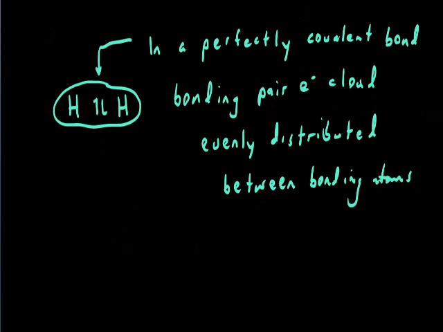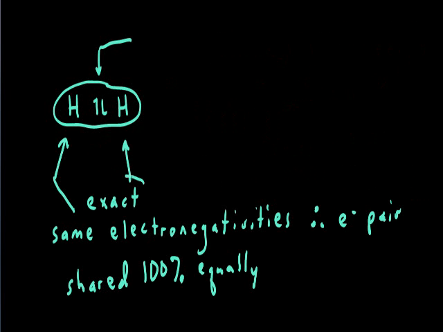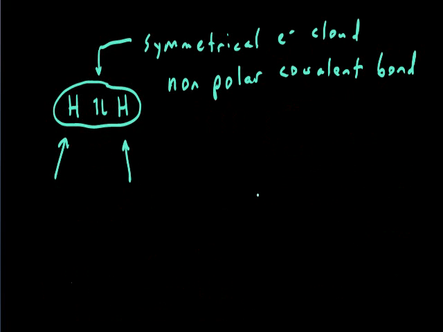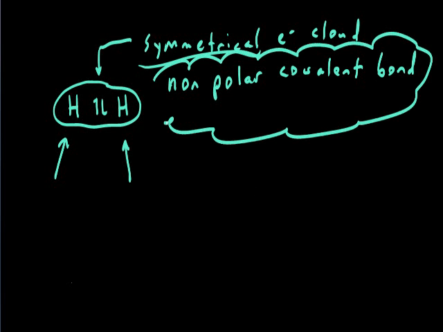In a perfectly covalent bond, our bonding pair of electrons is evenly distributed between the two bonding atoms. The electron cloud ends up being symmetrical. The bonding atoms have the exact same electronegativities. Therefore, the bonding pair is shared 100% equally. Because the electrons are being shared completely equally, the electron cloud is symmetrical, and this creates what we would say is a nonpolar covalent bond, with the electrons evenly distributed between the two bonding atoms.